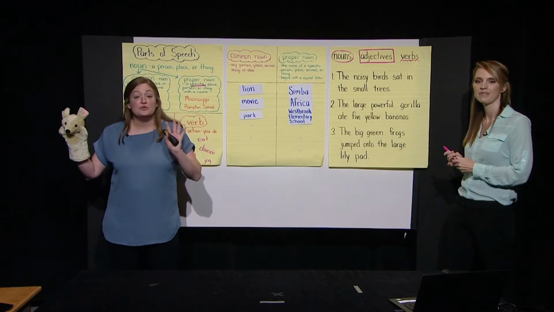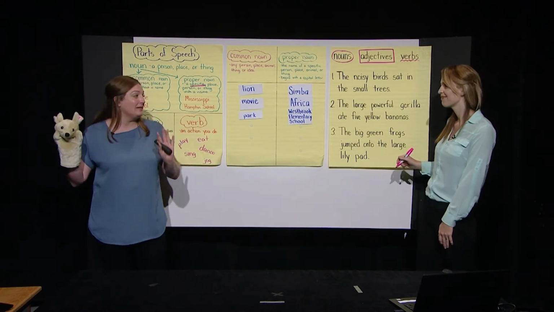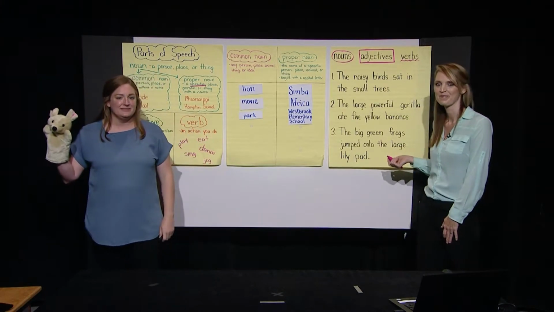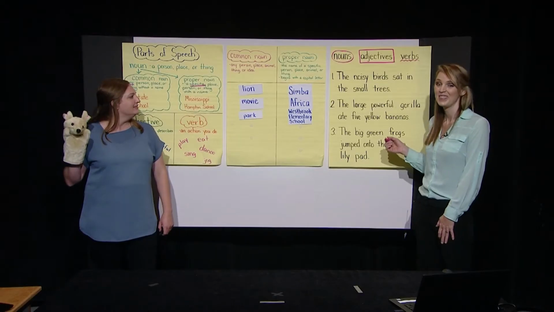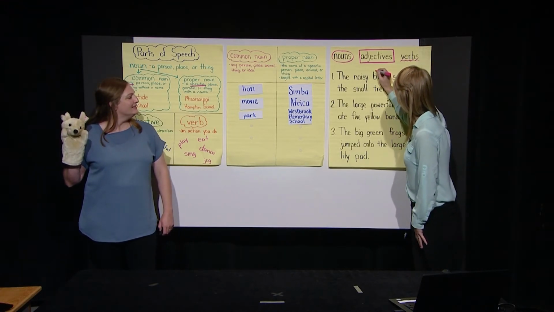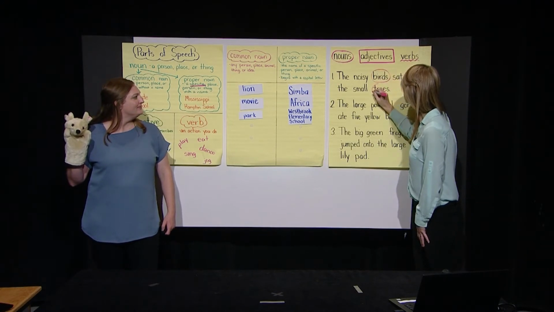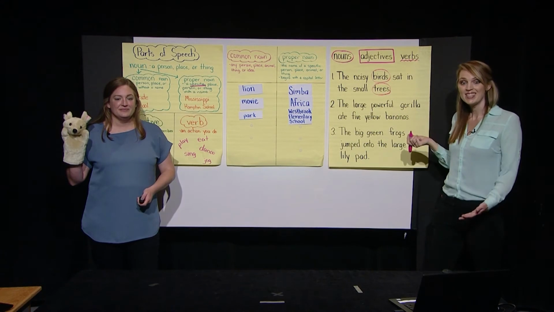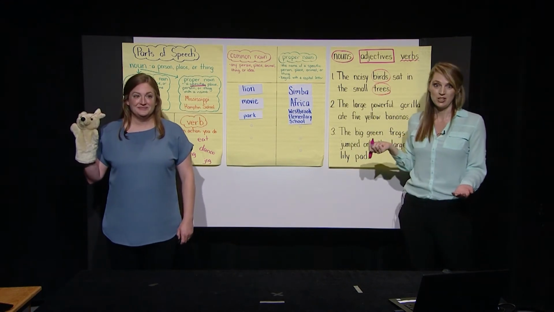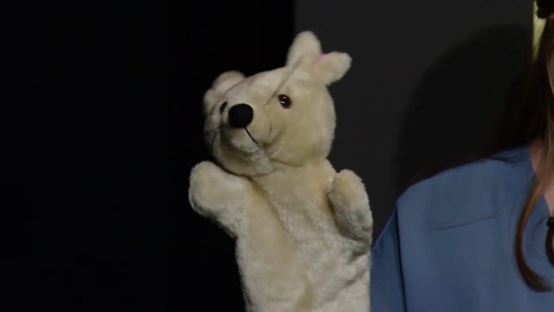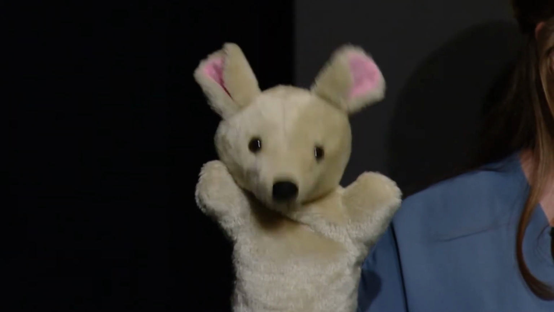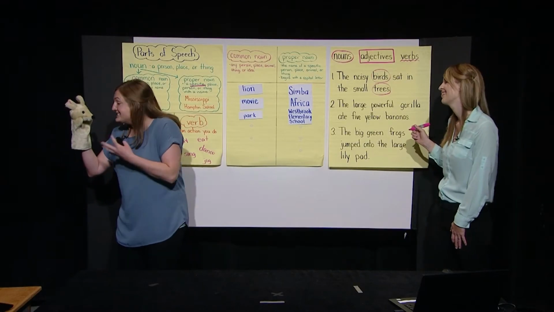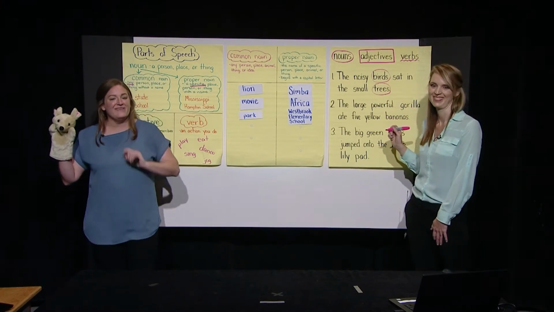Let's find the nouns first. Remember, a noun can be a person, place, thing, animal, or idea. I see 2 nouns in this sentence, birds and trees. Great job. Let's draw a circle around those nouns. Now, let's see if we have any adjectives. Remember, an adjective describes a noun. I see 2 adjectives also. Noisy is an adjective because it describes the birds. Small is an adjective because it describes the trees. Great job, that's correct. Let's draw a box around our adjectives.